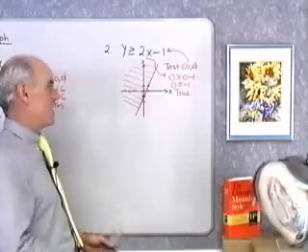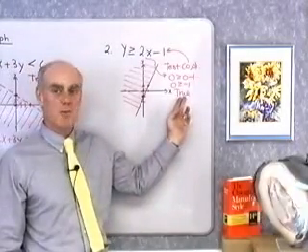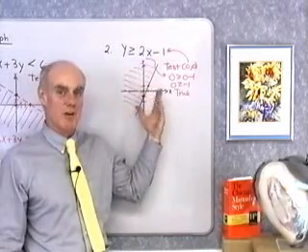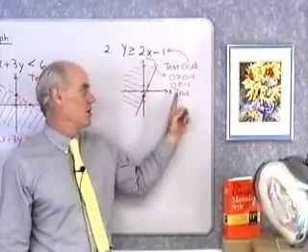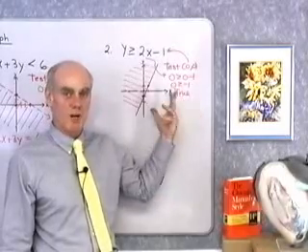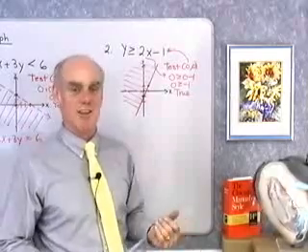Now, it wouldn't matter whether I get a true statement or a false statement here. If I get a false statement, it just means that I'm on the wrong side of the boundary, and I go to the other side of the boundary and shade that in. So either way, we only need to test one point. True statement, we're on the correct side of the boundary. False statement, we go to the other side of the boundary to find our solution set.